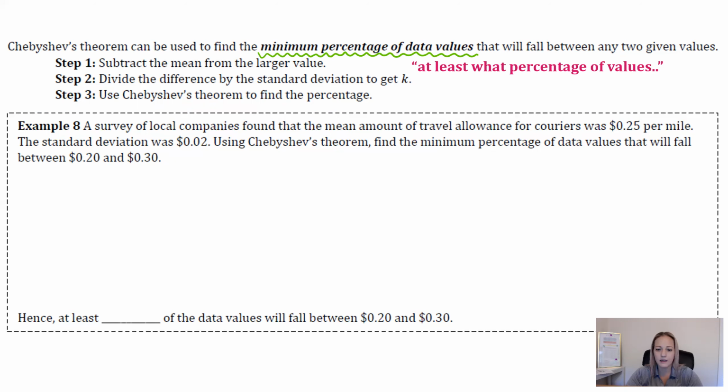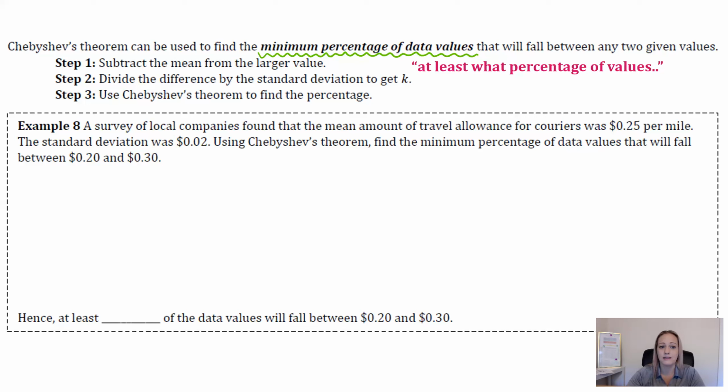Or the other way the questions will be phrased is it might say at least what percentage of values, and so on. Either one of those key phrases tells you to do these 3 steps that I have outlined here. As we go through this example, I'll go through those 3 steps. Example 8 says that a survey of local companies found that the mean amount of travel allowance for couriers was 25 cents per mile. The standard deviation was 2 cents. Using Chebyshev's theorem, find the minimum percentage of data values that will fall between 20 cents and 30 cents.